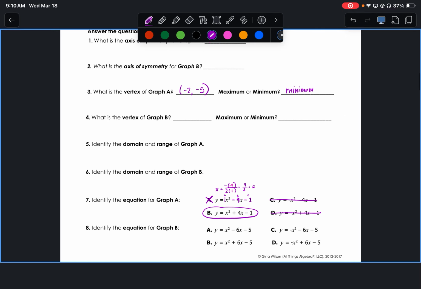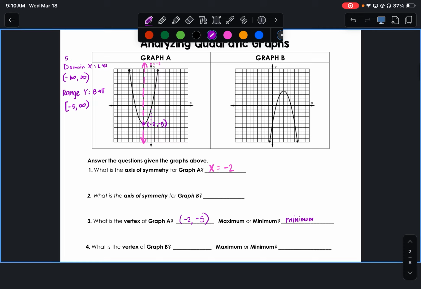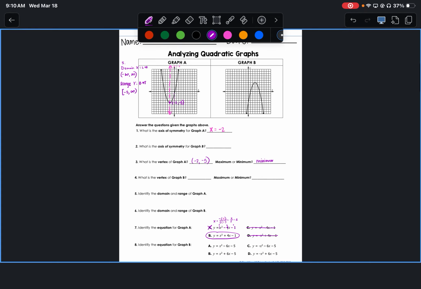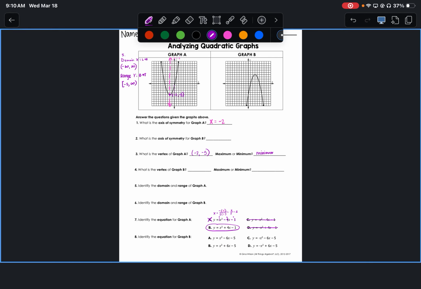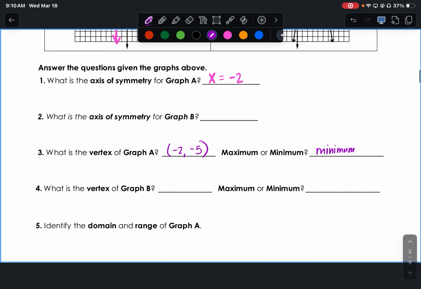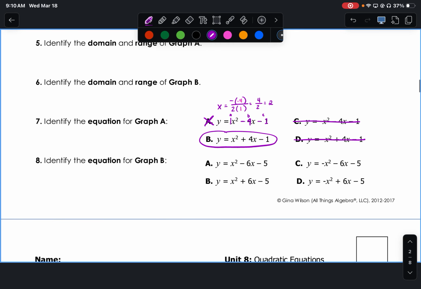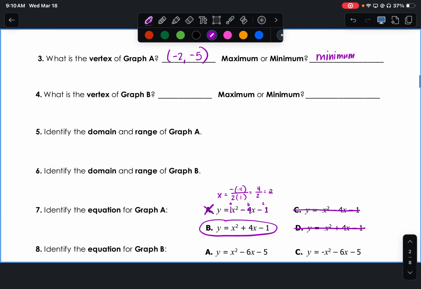Right? So what I want y'all to do is I want y'all to take a few minutes and I want you to do all of the questions for graph B. It's the exact same, just go over it for graph B. So do I just circle it? For question 7, you just circle the B, yeah. Question 8, you have to do the same thing. But you're doing it for graph B.